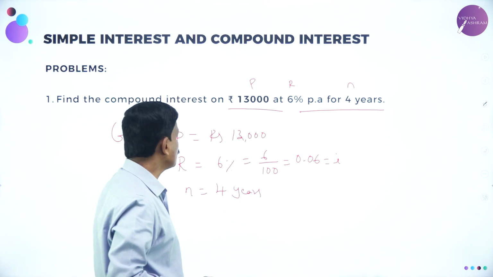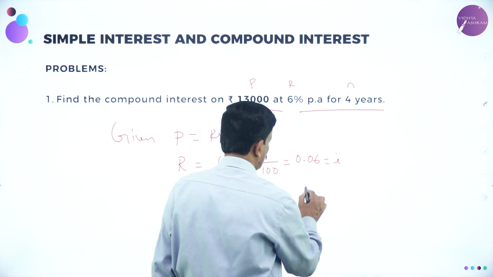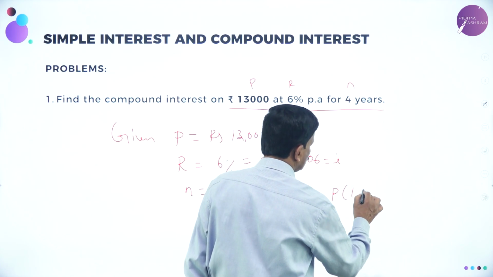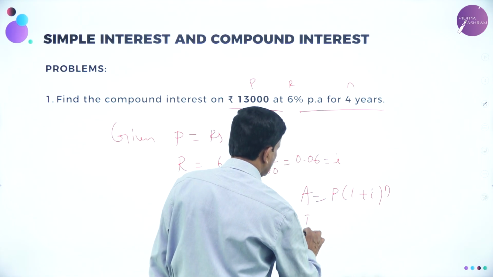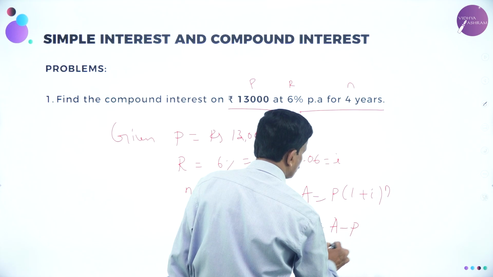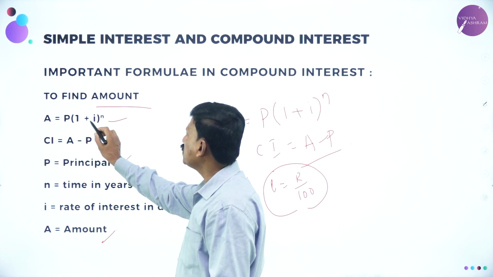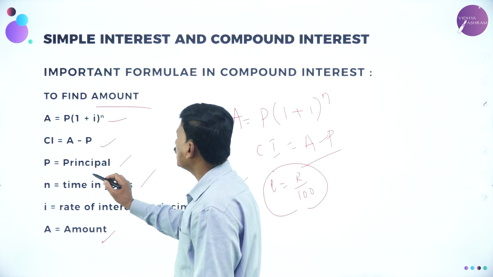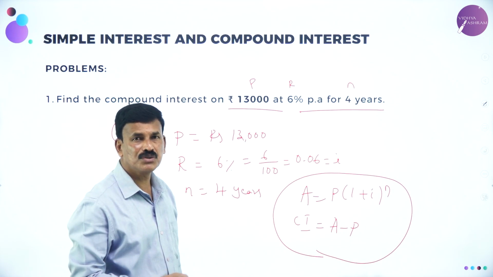Now what is the formula we are going to use to find the compound interest? First find out the amount. Now amount A is equal to P into 1 plus I to the power of n. Then the compound interest is given by CI is equal to amount minus principal. These are the formulas we are going to use. So A is equal to P into 1 plus I to the power of n, and CI is equal to A minus P. These are the two formulas which we are going to use to solve this problem.